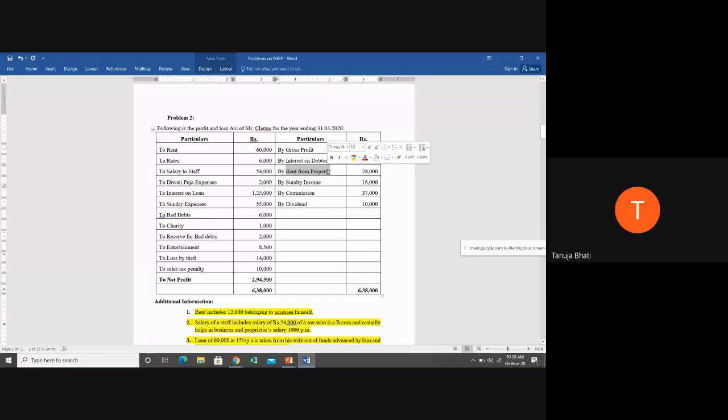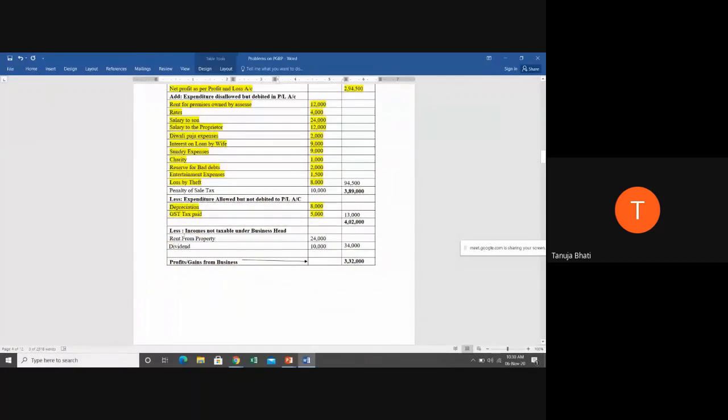Next, rent from property. It is an income. But tell me, students, should rent from property come here in business or profession, or should it have come in house property income? House property income. So we have to give effect to this wrongly credited income. To give effect, we are going to deduct it under incomes not taxable under the business head, or you can write income not chargeable to tax or chargeable to tax under some other head. So rent from property we have written as 24,000. Next.